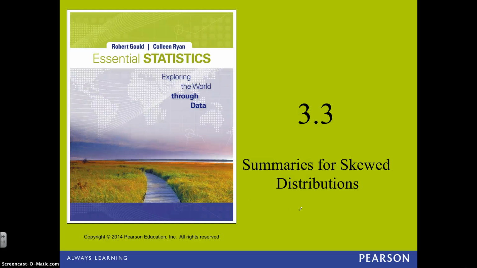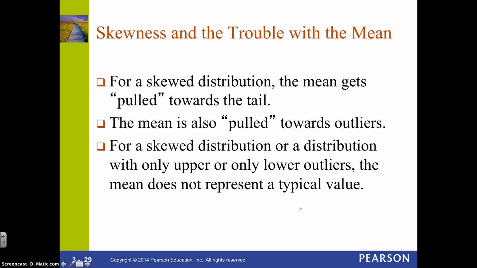In Section 3.2, we talked about summaries you can use for bell-shaped or symmetric data. But if you have skewed data, sometimes you need to use different summaries because the mean is not necessarily a typical center point for your data. For a skewed distribution, the mean gets pulled out towards the tail. If it's skewed left, your mean will be a smaller value than you might expect, and if it's skewed to the right, your mean might be a larger value than you would expect.